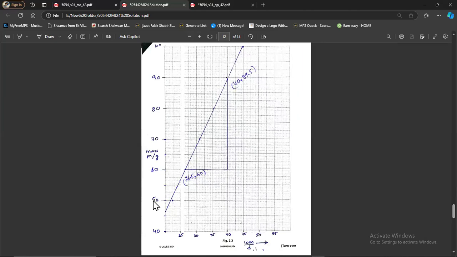So I took the mass here. I started the y-axis from 40, 50, 60, 70, 80, 90, and 100. So 4 centimeters are representing 10. On the x-axis, I have written 25, 30, 35, 40, 45, 50. I plotted those points. On the x-axis, we have 1000 by D. Here we have the mass. I put those points, then I drew the line of best fit.